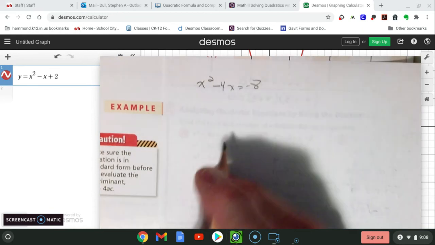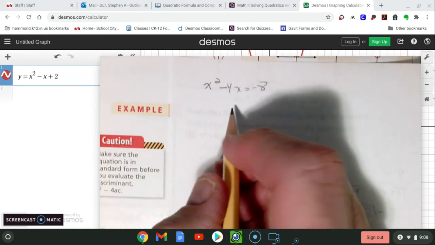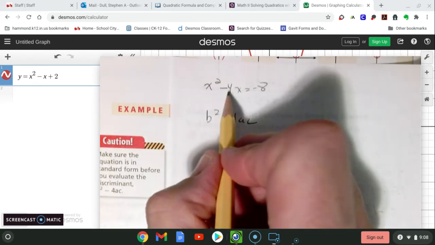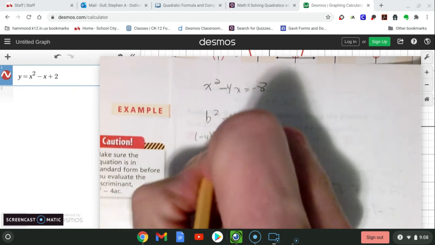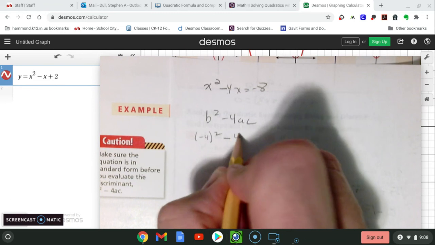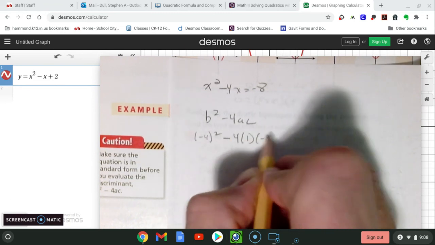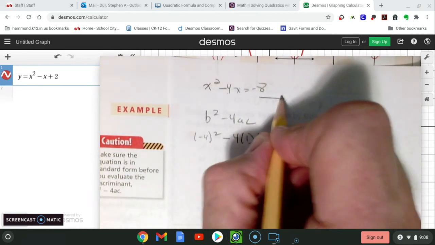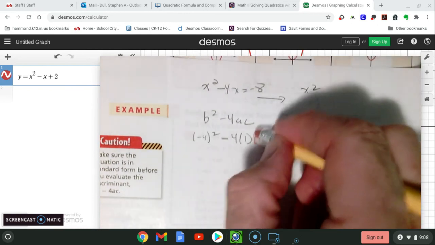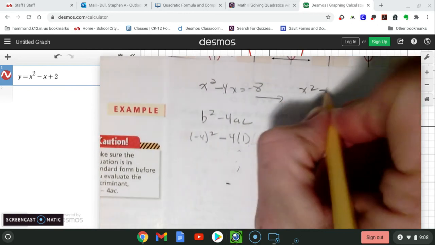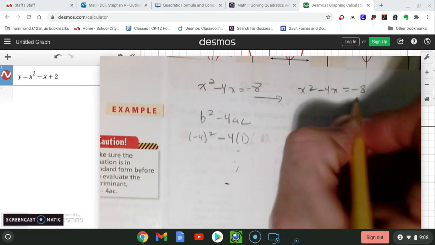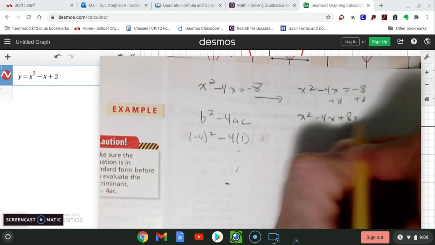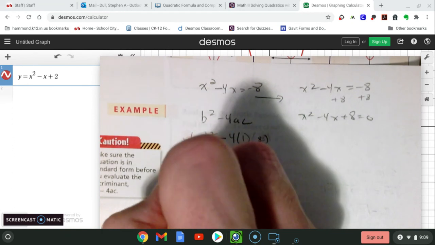So if we were given this, we're asked to determine the type and number of solutions. We need to determine what is the value of b squared minus 4ac. Well, b is negative 4, so negative 4 squared. Minus 4 times a, which is 1, times c, which is, oh, hold on, look what happened here. I need to solve this for 0 first. So plus 8 plus 8. So x squared minus 4x plus 8 equals 0. So my c value is positive 8.